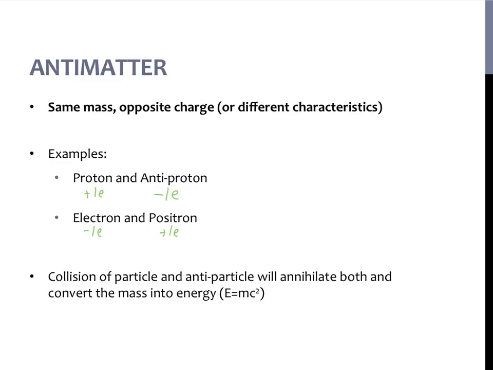Some of you might be thinking, isn't the antiproton the same as an electron? No, because these two have different masses. Electrons are much smaller than protons. So the opposite of an electron would be the positron, the antiparticle to the electron. And when you have these two particles colliding, they will annihilate each other and convert their mass into energy in line with this E equals mc squared equation. So you could get a lot of energy from colliding protons and antiprotons together. They annihilate each other and become energy.